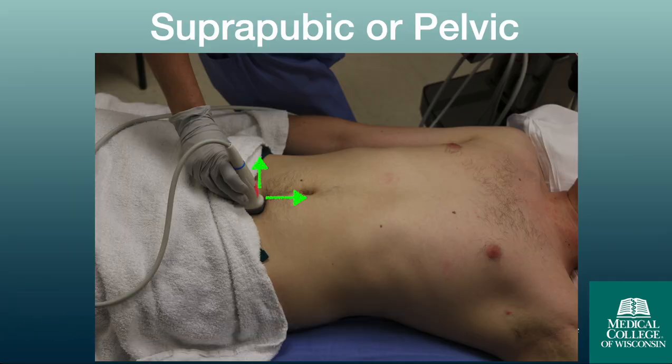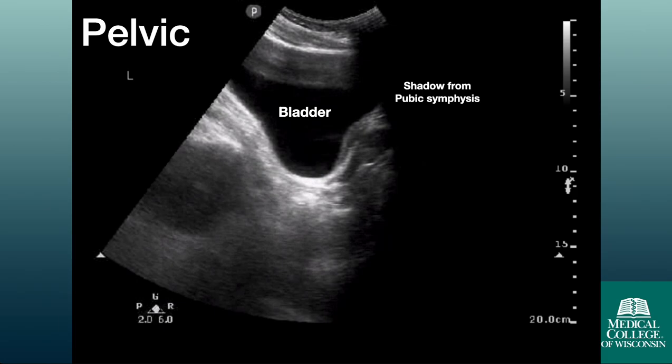So the next view we look at is the suprapubic or pelvic view. Here we look usually in two planes: with the transducer to the patient's right in a transverse view, and also longitudinal with the probe marker towards the patient's head. And this is what we would typically see in a normal patient.